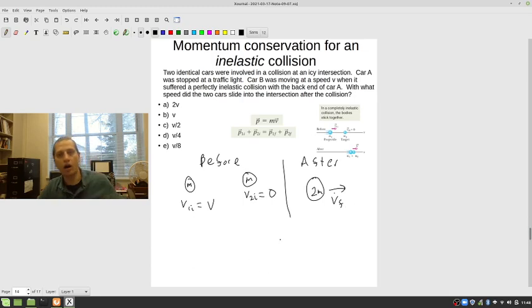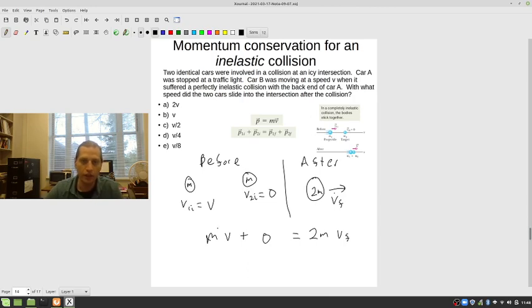Okay, so all I have to do now is add up the momenta of the objects before equals the momenta of the objects afterwards. So m times v, plus, what's the momentum of this? Well, if its speed is 0, its momentum is also 0. M times v equals 2m, that's the mass, times the V final.